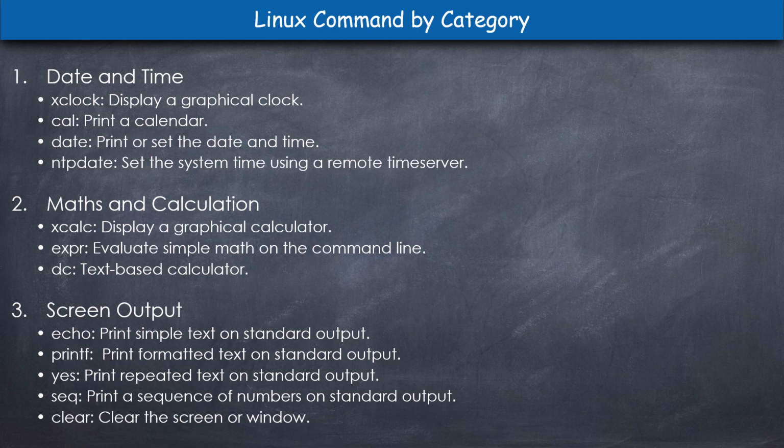Then yes is there. This will display repeated text. If you do yes hello Linux, it will print that continuously on the terminal. Then seq is there, which prints a sequence of numbers. Sometimes you may need a sequence of numbers like 1 to 100 or 1000 to 1 lakh, and you can use this command to print it. Then you have clear. Whatever is displayed on the terminal, you can clear using this clear command. So this summarizes commands related to date, time, maths, calculations and screen output. Go through all the commands, run them one by one whenever you get time, and you will understand better.